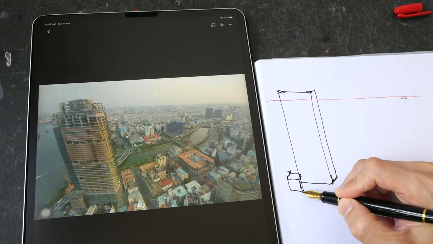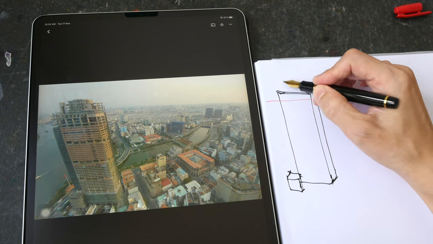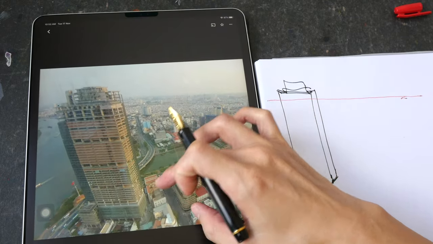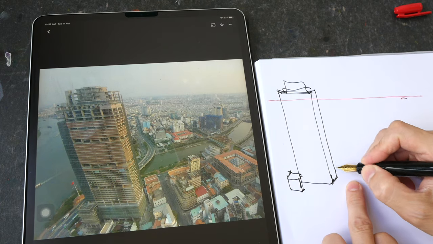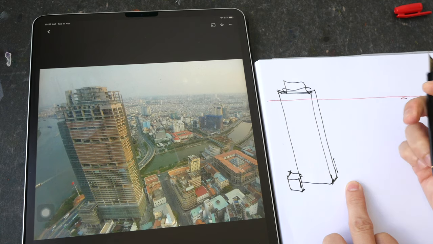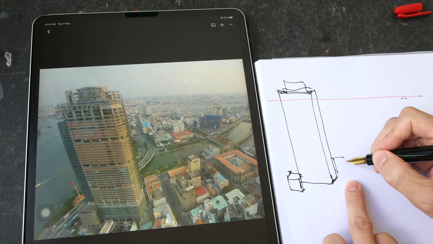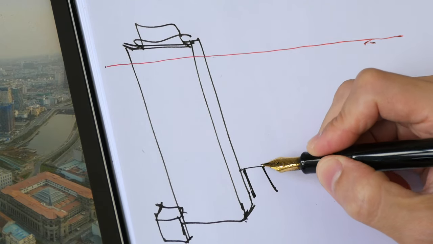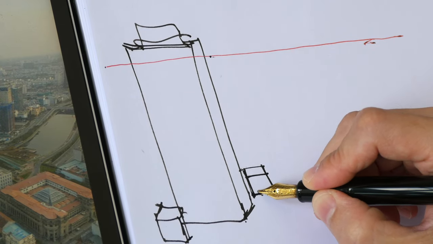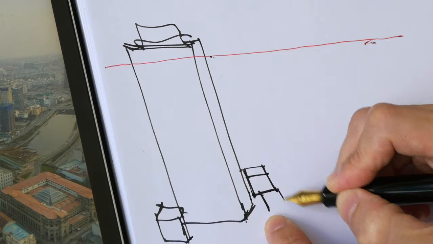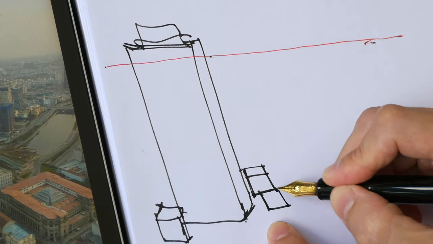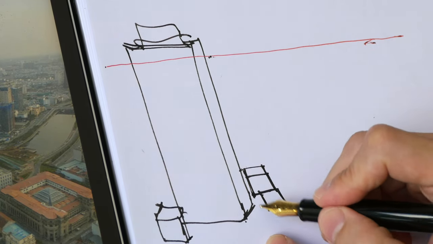Okay, so time to draw the shorter buildings. Now, let's draw this building here. Now, this building, you can see the lines start here. The lines will go to the vanishing point somewhere around here. And these two lines will go to the same vanishing point, which is somewhere around here. So when I'm drawing, I need to have those lines go to the vanishing point. And if the buildings are side by side, all those buildings will share the same vanishing point.